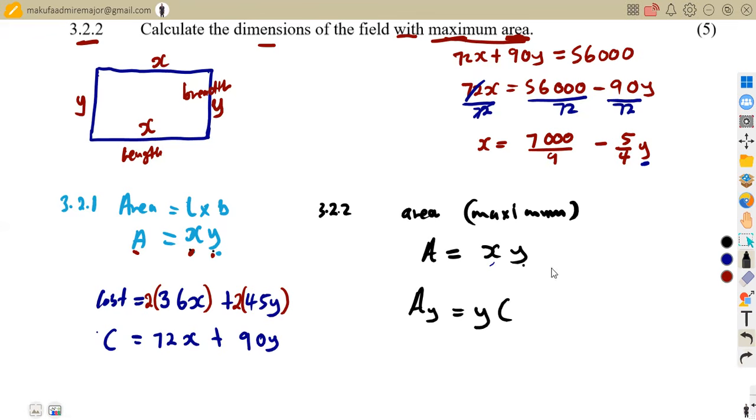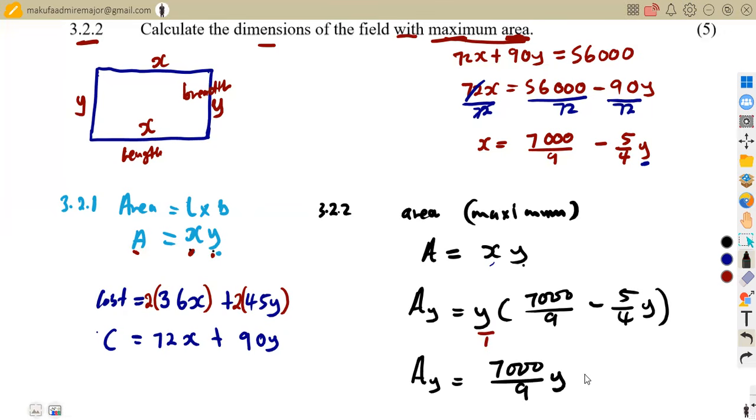Our area is going to remain in terms of y. We are not replacing this y; we are replacing this x. So it is going to be x times this y. x here is 7,000 over 9 minus 5 over 4 times y. So we have our expression for area in terms of y. You are supposed to formulate either in terms of x or in terms of y. This is the same as y over 1. If we multiply, this is going to be 7,000 over 9 times y, minus y times y, which gives us 5 over 4 y squared.